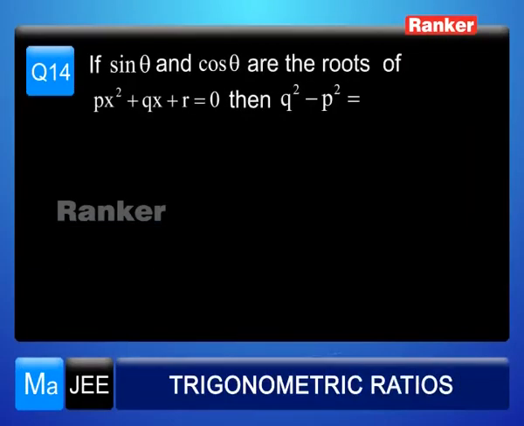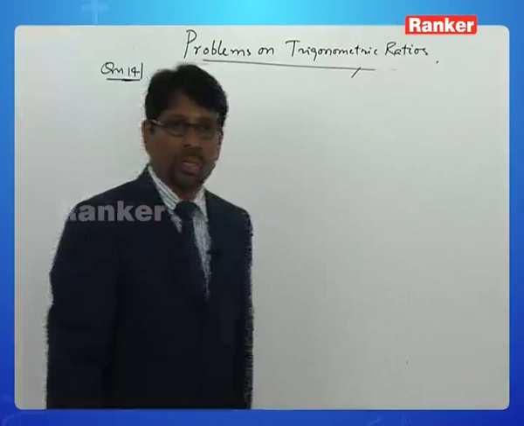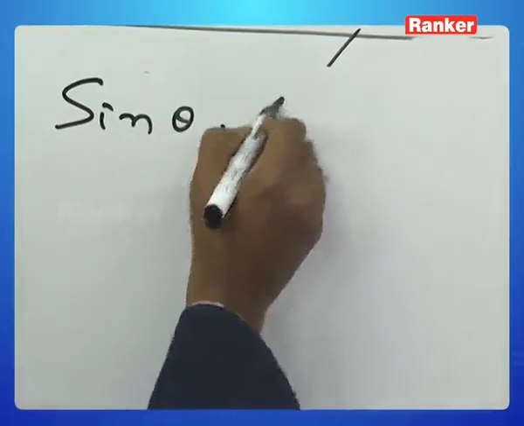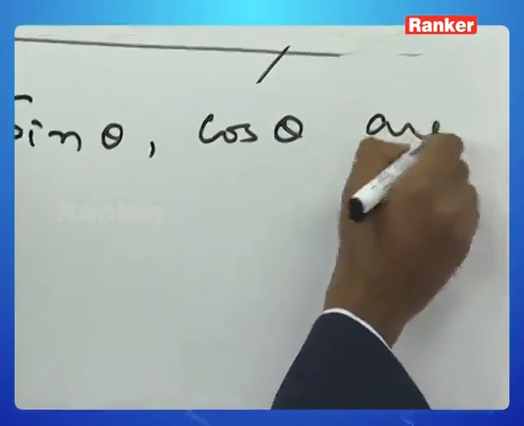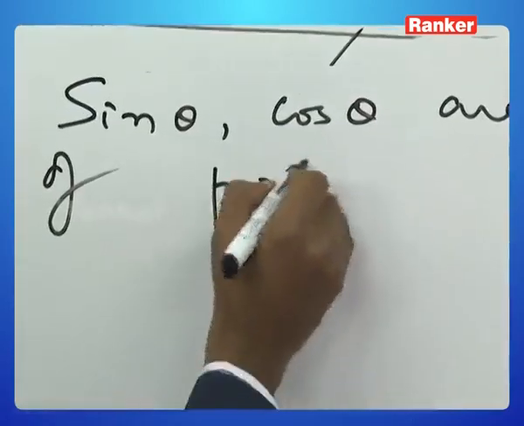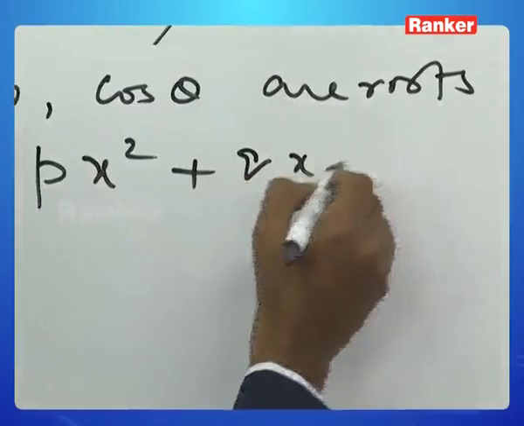If sin theta and cos theta are the roots of the equation px square plus qx plus r is equal to 0, then q square minus p square is equal to: first option 0, second option minus 2pr, third option 2qr, fourth option 2rp. Now sin theta and cos theta are roots of the equation px square plus qx plus r equal to 0. That's what is given to us.